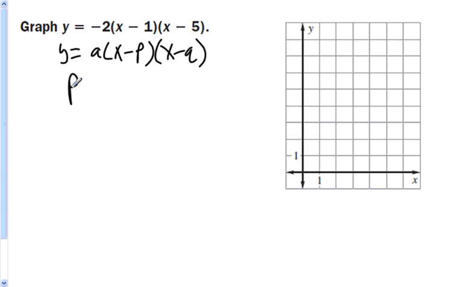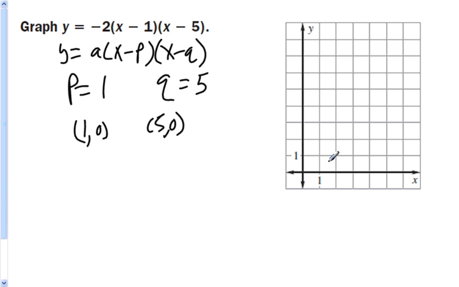So p is going to equal, if we look inside the first parentheses, we see a -1. We have to think opposite. That's really a +1. So p is 1, and q is going to be, inside parentheses, we have a -5. We think opposite, +5. So I'm going to plot the points (p, 0), which would be (1, 0), and the point (5, 0). These are your x-intercepts.